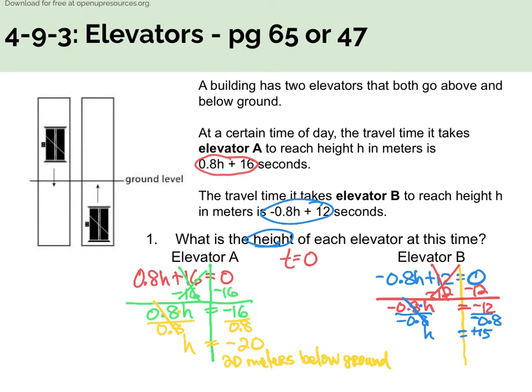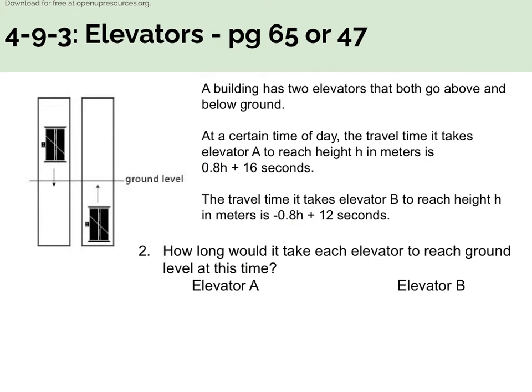Well, what does that actually mean? That means that it is 15 meters above ground. Okay? So if it was negative, it's below ground. Positive, it's above ground. Because remember, those elevators can go above ground and below ground. All right, let's go ahead and look at number 2.